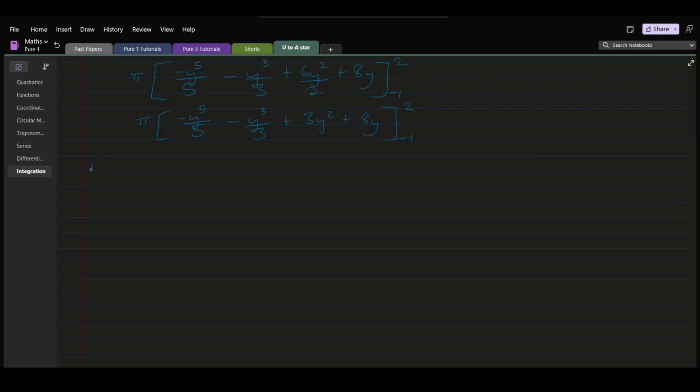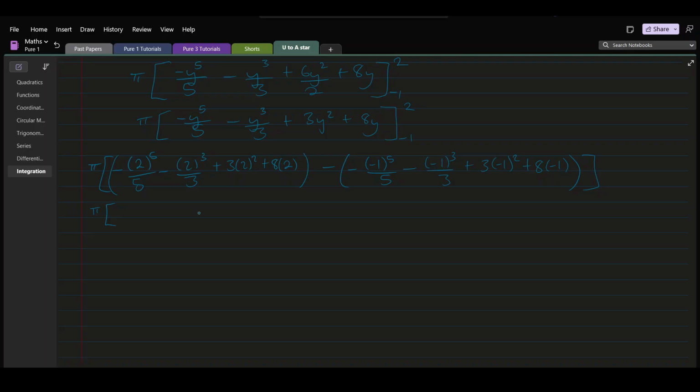Now let's substitute in our limits, so that becomes pi, negative, substitute y with 2, so that's minus 2 cubed over 3 plus 3 times 2 squared plus 8 times 2, and there should be a big bracket over here, minus our lower limit, that's negative 1 to the 5 over 5 minus negative 1 to the 3 over 3 plus 3 times negative 1 squared plus 8 times negative 1. Let's close that.